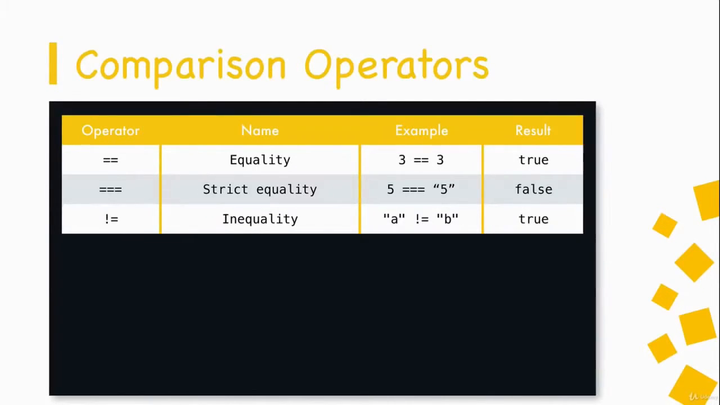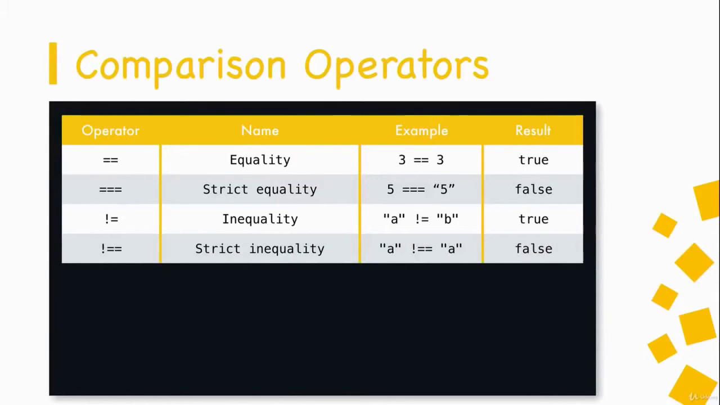The opposite of the equality operator is the inequality operator. The inequality operator works exactly opposite to the equality operator, returning true if the values are not equal and returning false if the values are equal. The inequality operator is written as an exclamation sign and then an equal sign. So in this case, we have two strings. String A is not equal to string B, and the result is true because string A is not actually equal to string B. So you can read it as string A not equal to string B, and that is true.